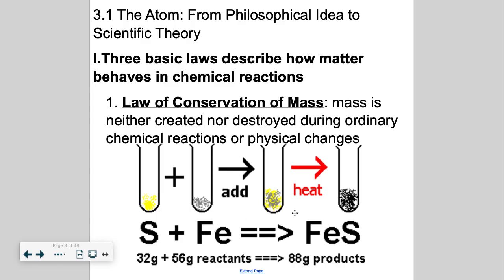Whenever you see a chemical reaction occur and it looks like the products are less than what you started with, there's a good chance that some of it escaped as a gas. But just know that if you could trap it, you would have the same mass of products as you would when you started, with your reactants.